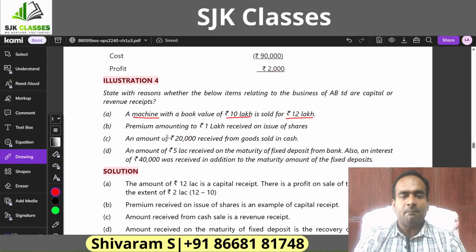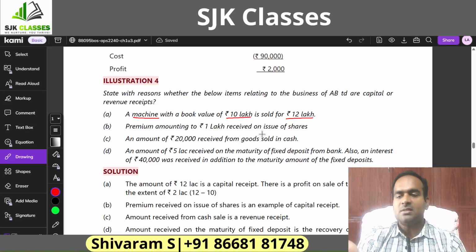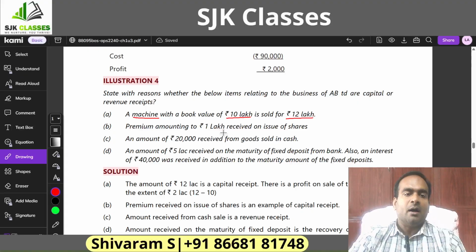Next one, premium amounting to 1 lakh received on issue of shares. What is the meaning here? I'm issuing shares. Why do I issue shares? To raise finance for the company. I need funding. So I'm issuing shares and raising money from the public. We call them shareholders, no? So I'm issuing the shares of my company and I'm raising money from the public for my company's financing purpose. Now, what I have done is the shares were issued at a premium amounting to 1 lakh received.